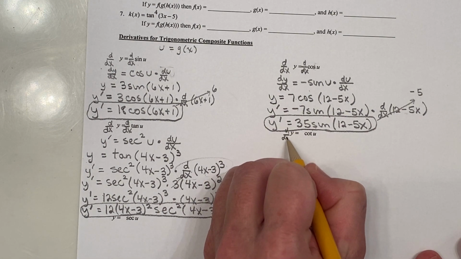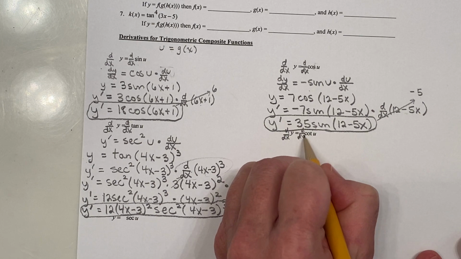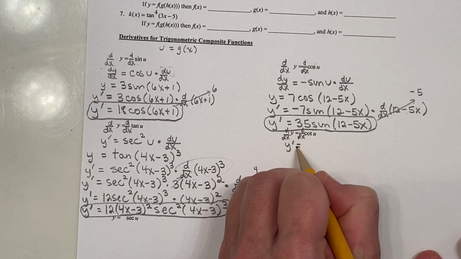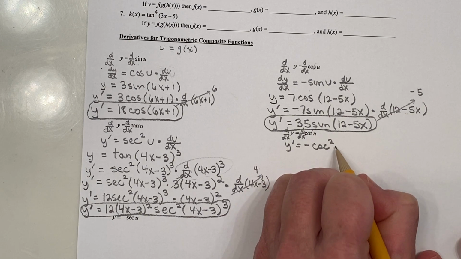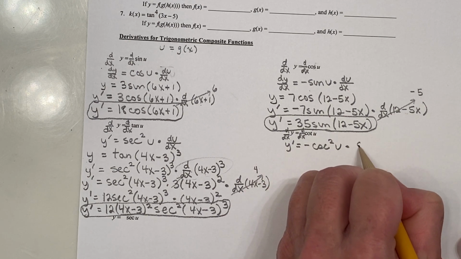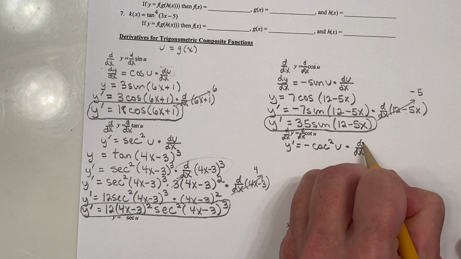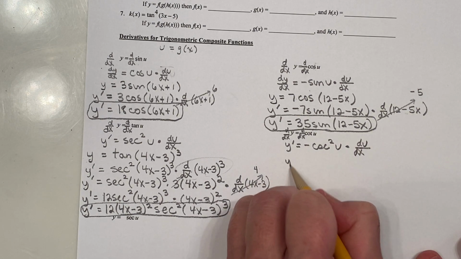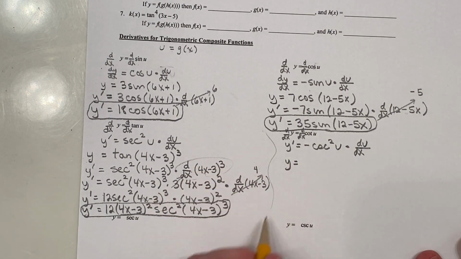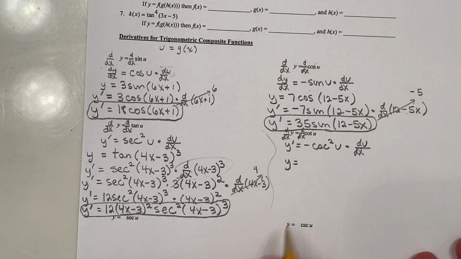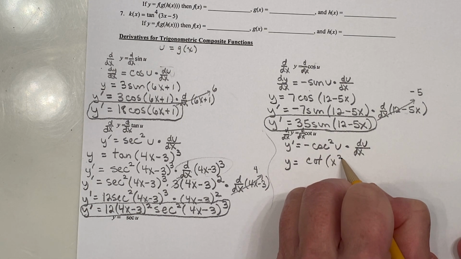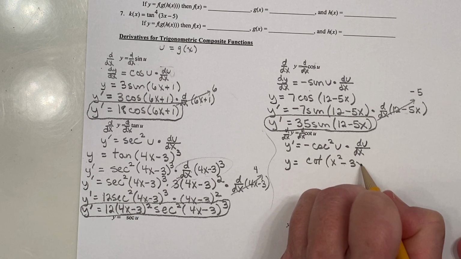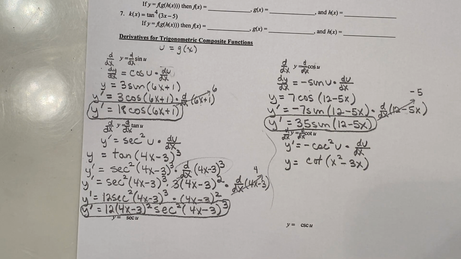So we'll bring in d over dx. So y prime, derivative of cotangent is negative cosecant squared. Leave the u alone and find the derivative with respect to x of u. So here's our example. Okay, let's find the derivative.